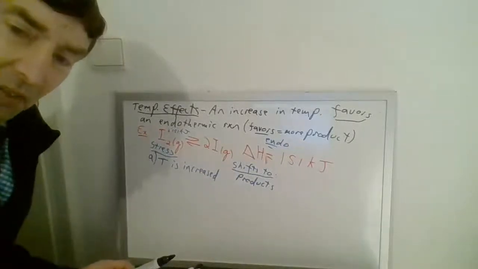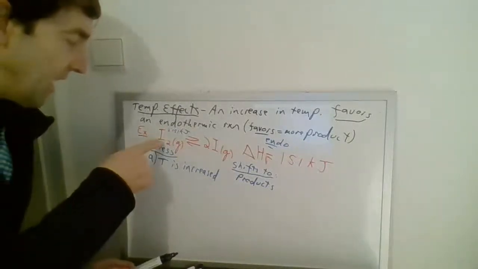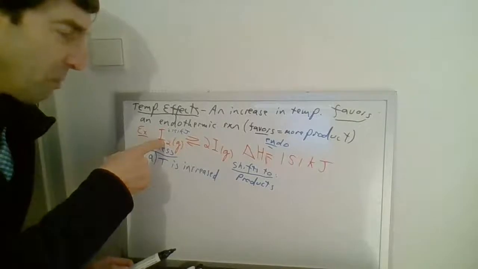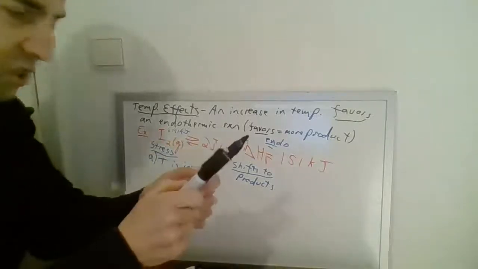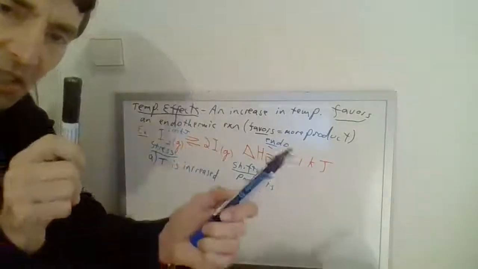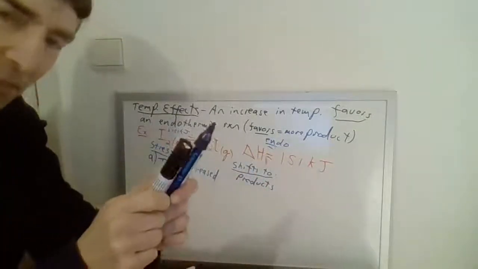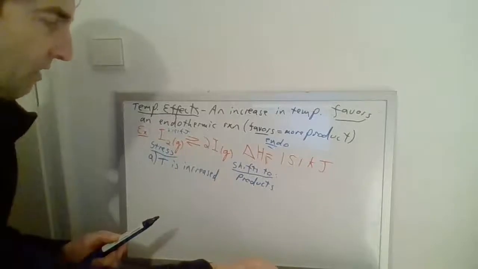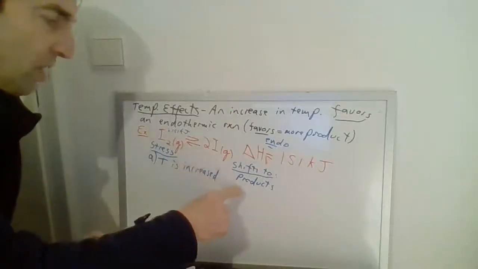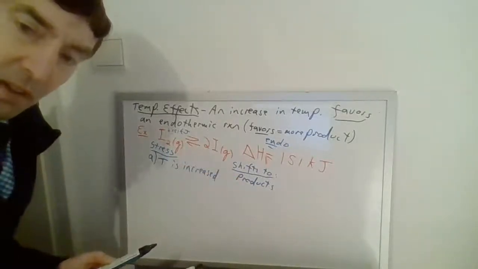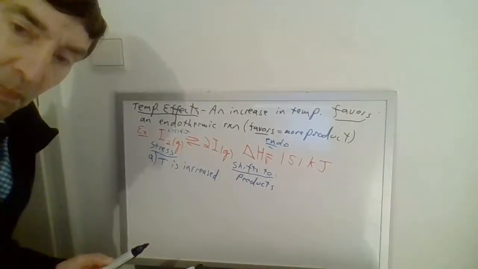Another way you can think of it to help you is, hey, I2, it's got to break into pieces. And at high temperature, it's going to do that more anyway, right? So I'm going to break it up more at a higher temperature. And there it is. The broken up side will be favored at a higher temperature. Another way to think of it.